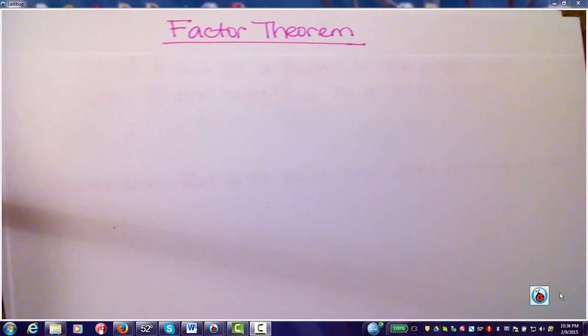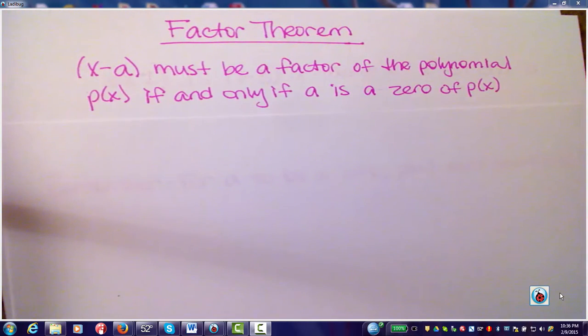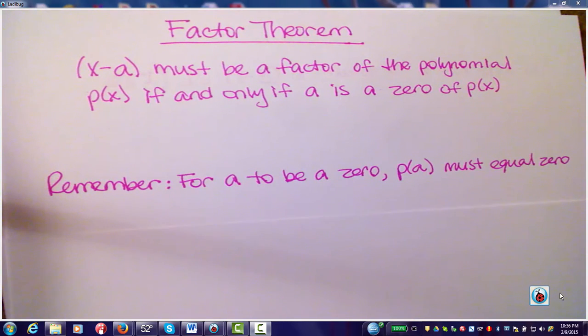So now we are going to move on to the factor theorem. The factor theorem says that x minus a must be a factor of the polynomial p of x if and only if a is a 0 of p of x. And remember, for a to be a 0, p of a has to equal 0. So your remainder has to be 0 in order for a to be a 0. Does that make sense?